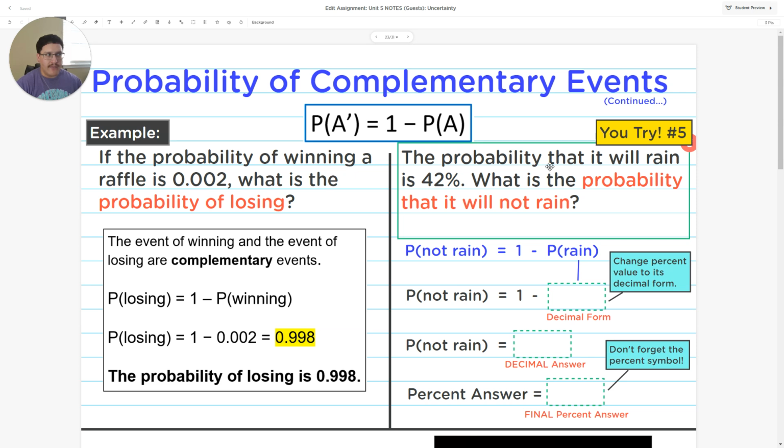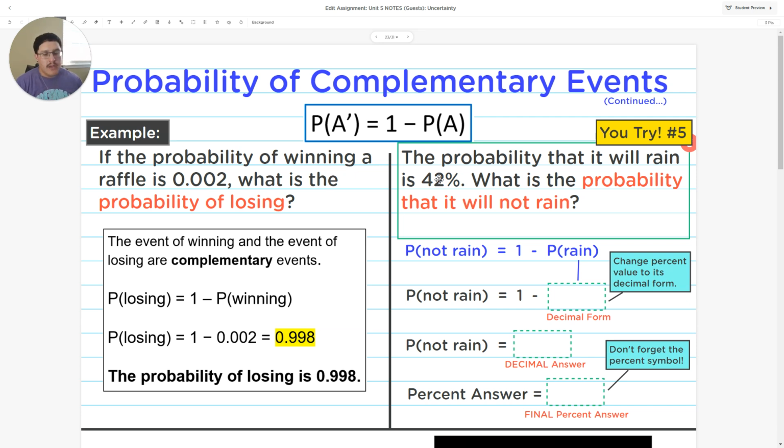You try number 5. The probability that it will rain is 42%. What is the probability that it will not rain? So, again, not rain is the complement of raining. So, since these are complements, all we got to do is take 1 and subtract our probability from the word problem. Now, this is 42%.